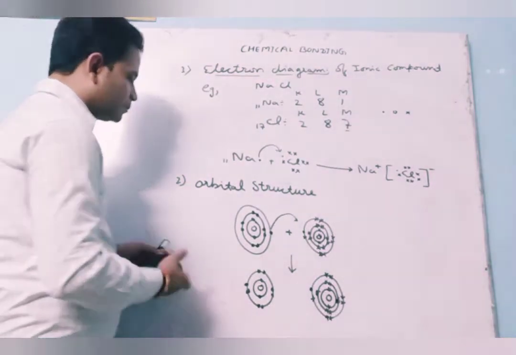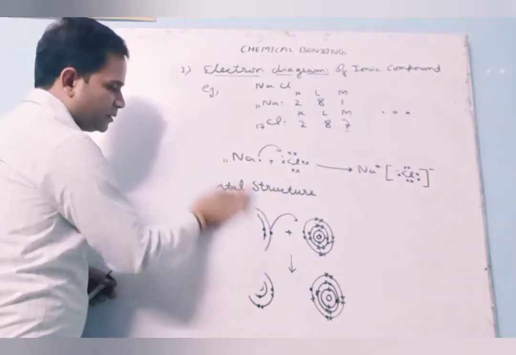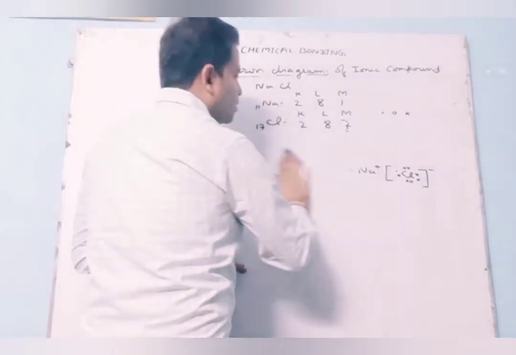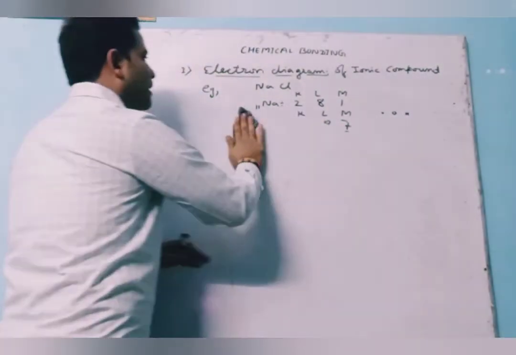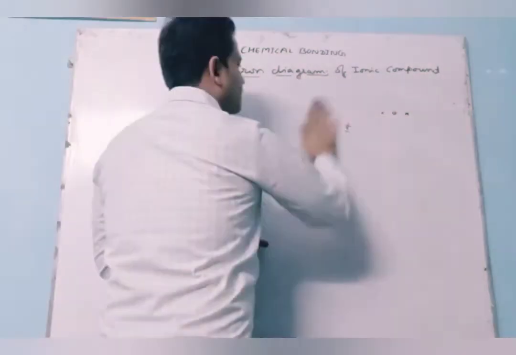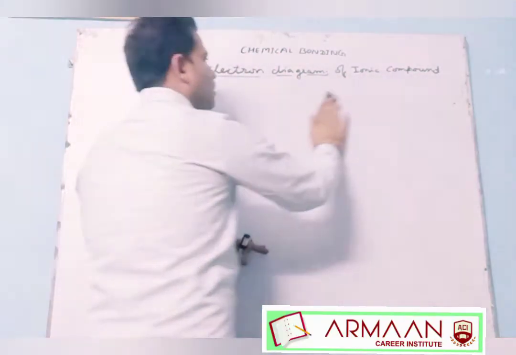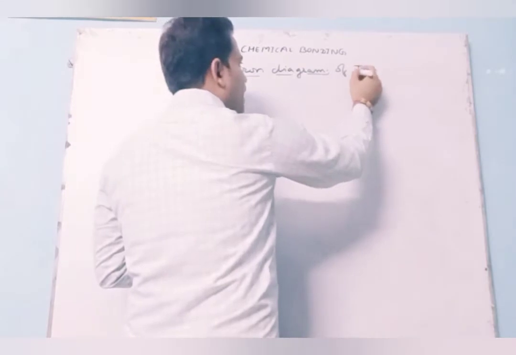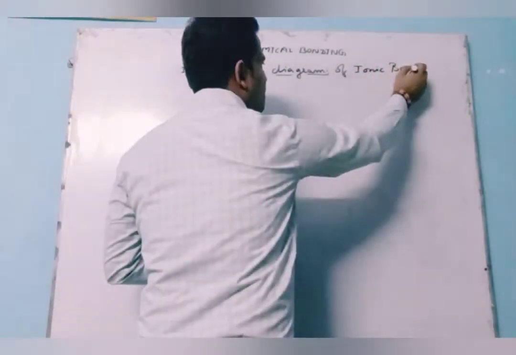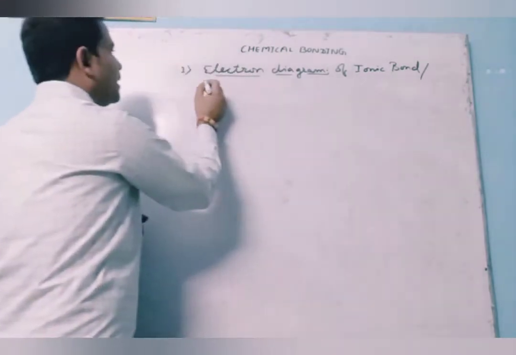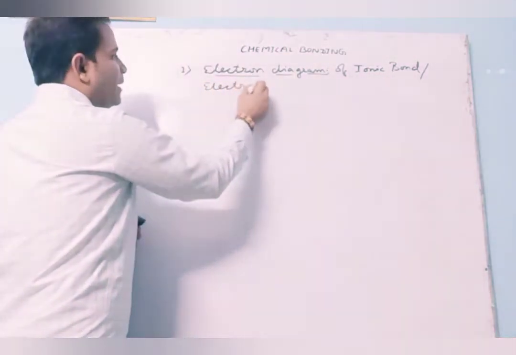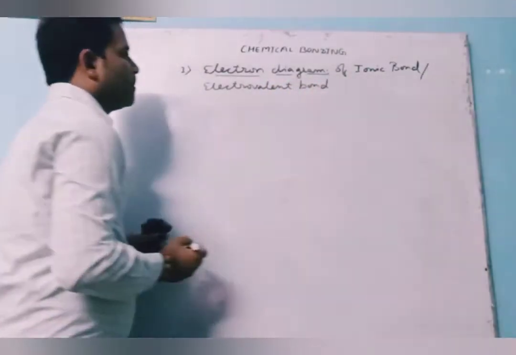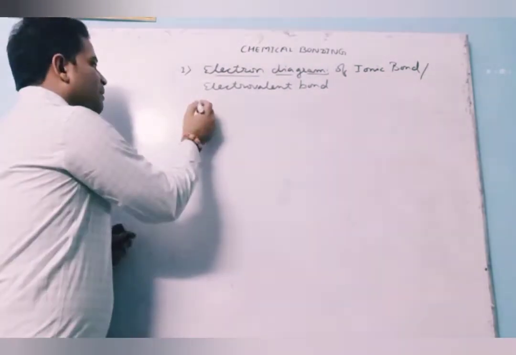Now take another example so that it becomes more clear how we represent the electron dot structure as well as the orbital structure. Electron dot diagram of, you see, ionic bond, more clearly, or you can say electrovalent bond. See, I am giving you another instance.